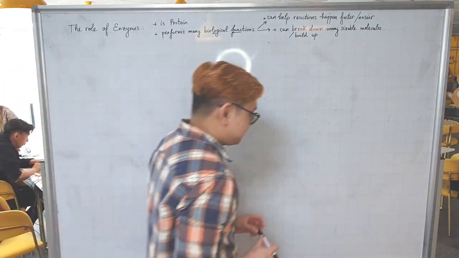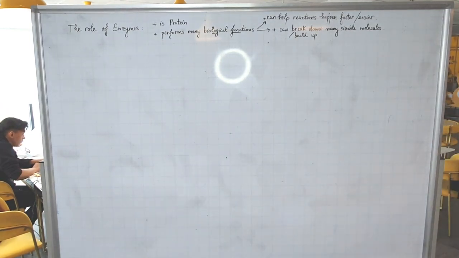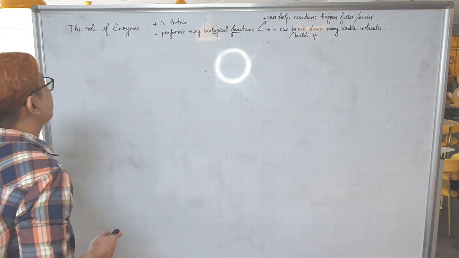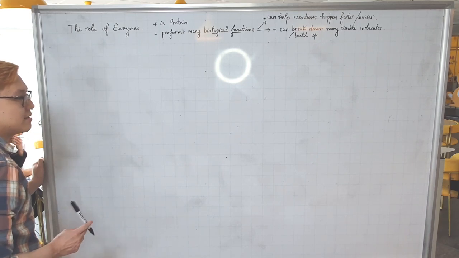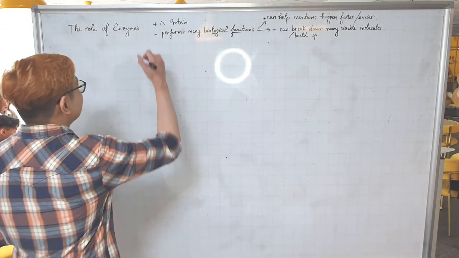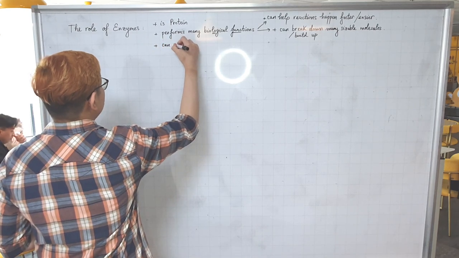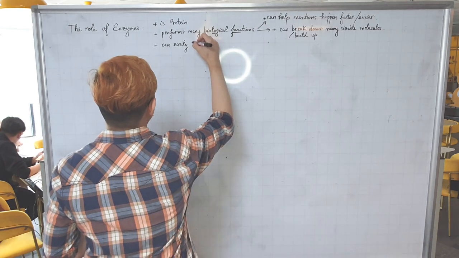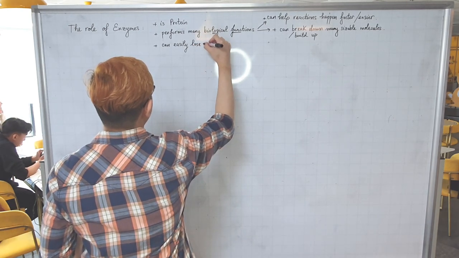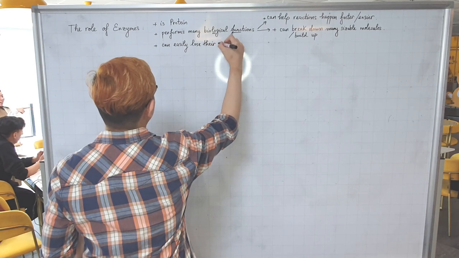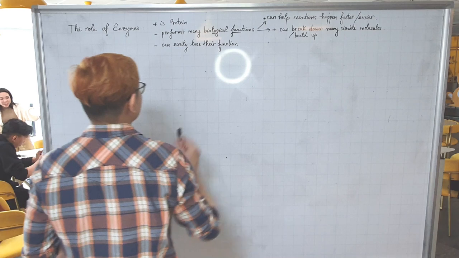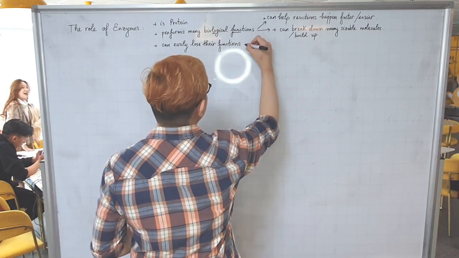What else can it do? Nó tham gia vào rất là nhiều phản ứng sinh hóa khác nhau. Plays many roles in many biological functions. Thường là enzyme sẽ rất dễ dàng bị phân hủy. Can easily lose their function.